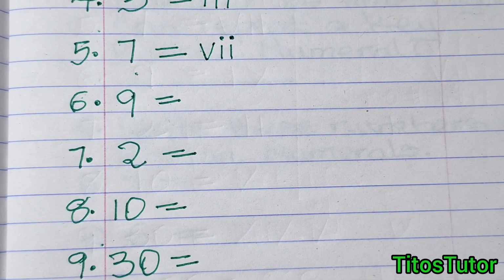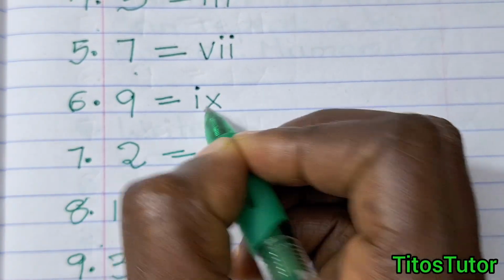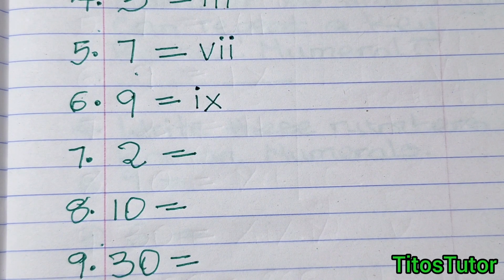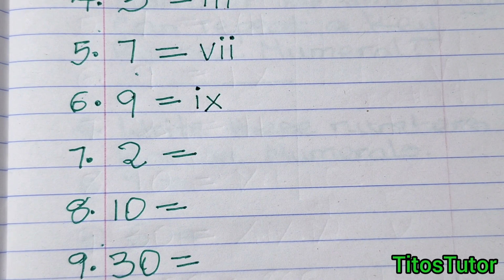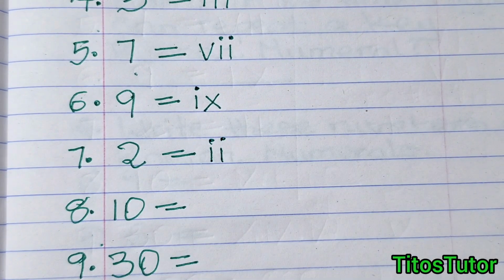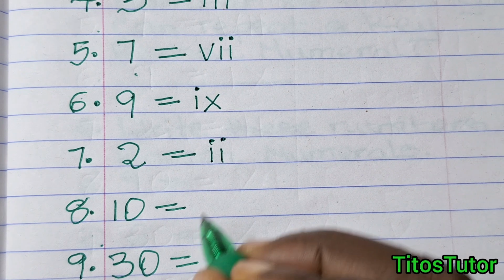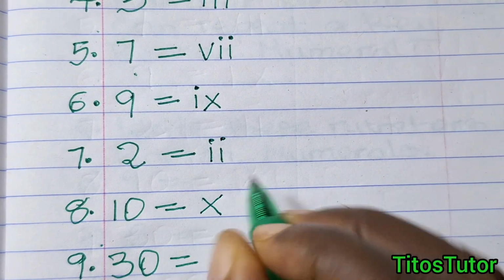You subtract 1 from 10. Subtraction, the smaller one comes first. So you go IX. To write 2 in Roman numerals, you repeat I 2 times. So it goes II. 10 is a key Roman numeral. Just remember that it is X.